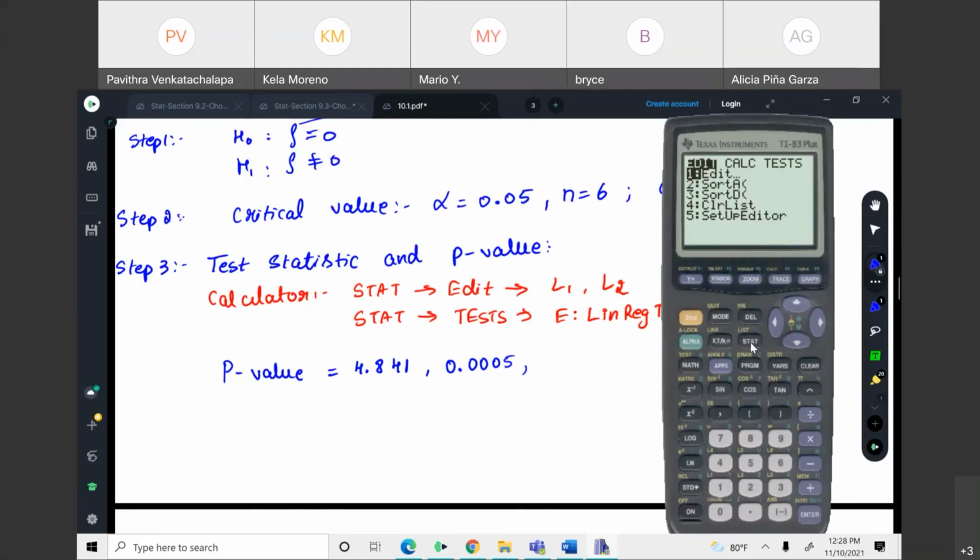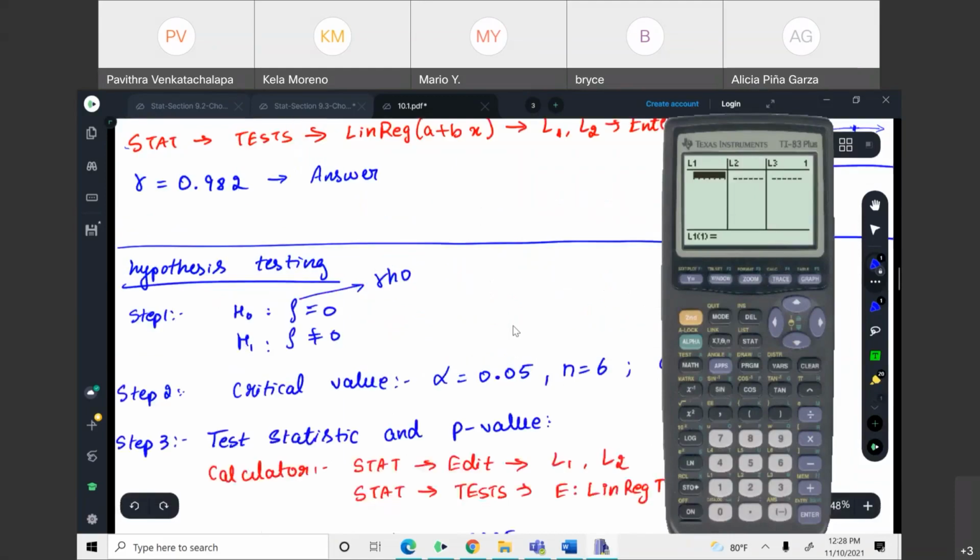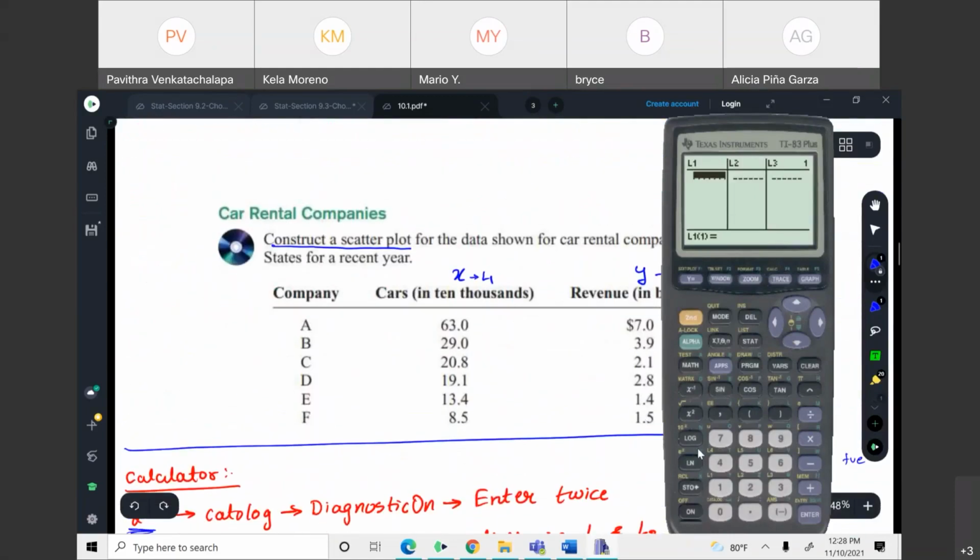Okay, you click on Stat, Edit, and you have to enter L1 and L2. So it is 29, 20.8, 19.1, 13.4, and 8.5. And L2 is 7, 3.9, 2.1, 2.8, 1.4, and 1.5.